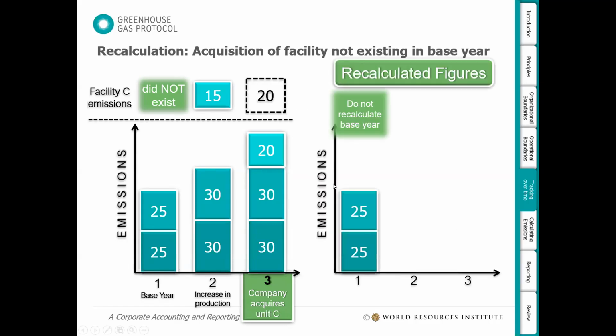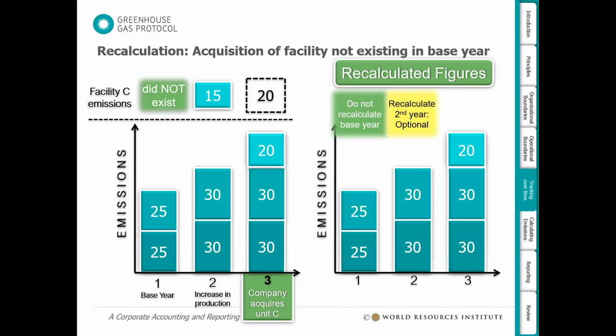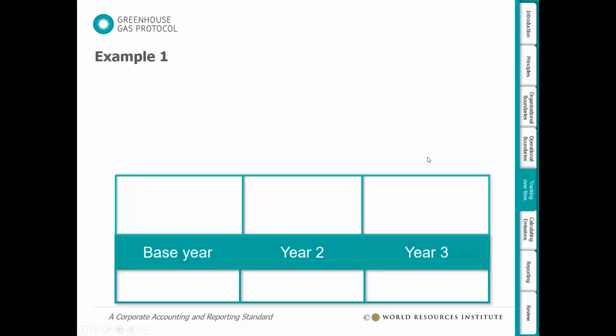So in this case, then, the company doesn't recalculate its base year inventory, although it could recalculate its inventory for year 2 if it wanted to. Okay, we will have some further questions or examples just to illustrate base year recalculations, and then we'll conclude the lesson and I'll take some further questions.